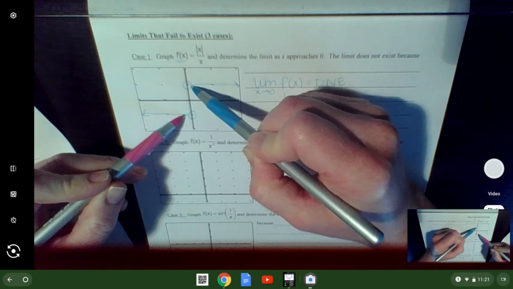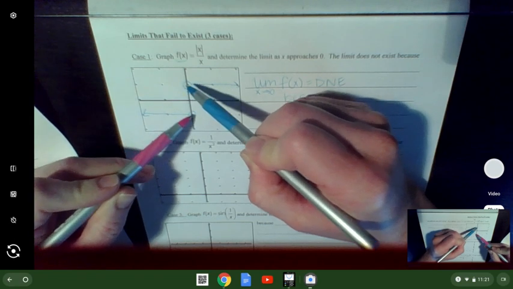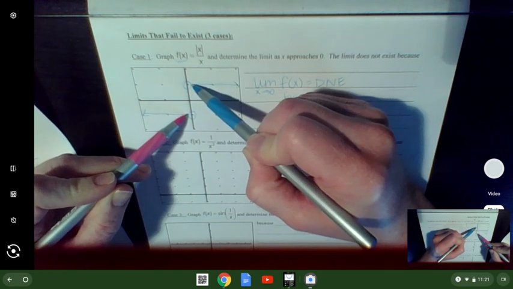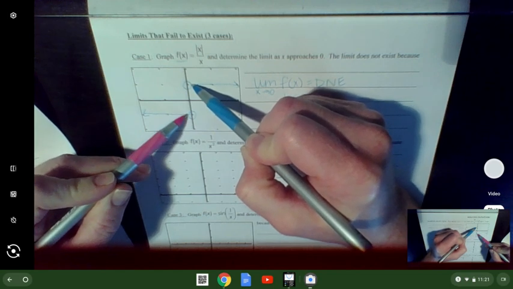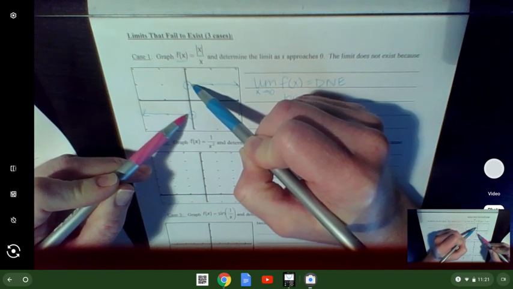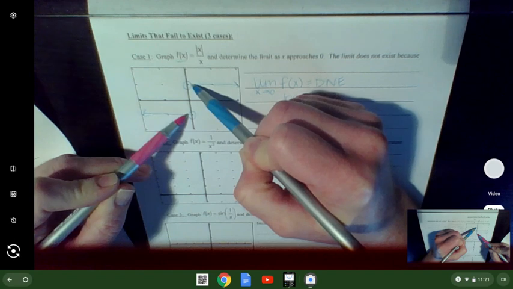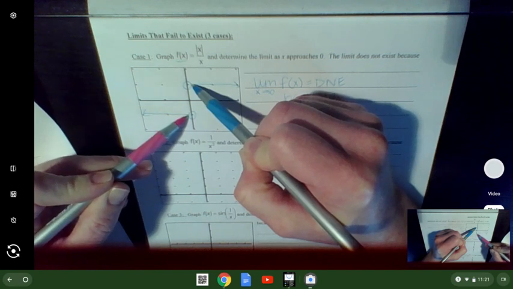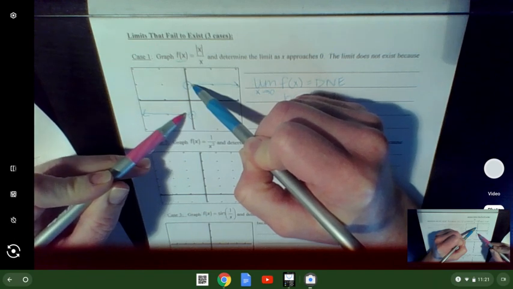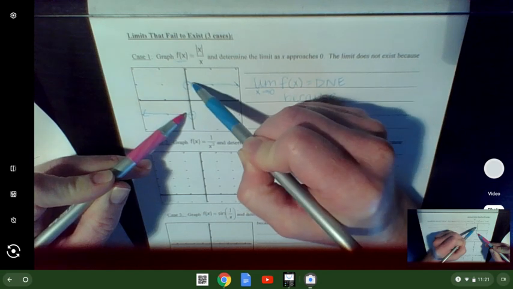I'm not actually getting there. I don't actually want to be at 0, but I'm going to now ask myself, now that I'm really, really close to 0, where would I expect the function to lead me? Well, if you notice, down with my pink pen, I'm approaching a y value of -1. With my blue pen, I'm approaching a y value of +1.